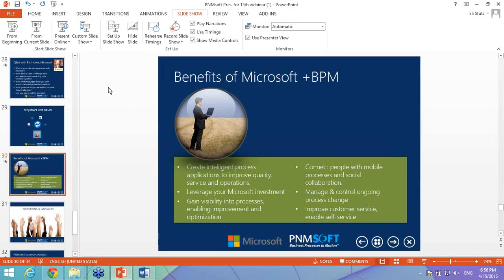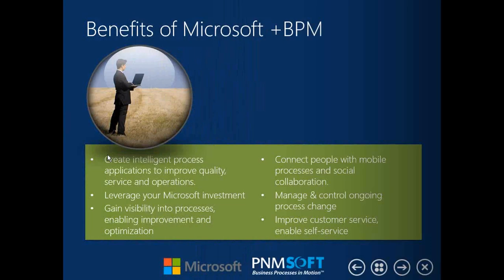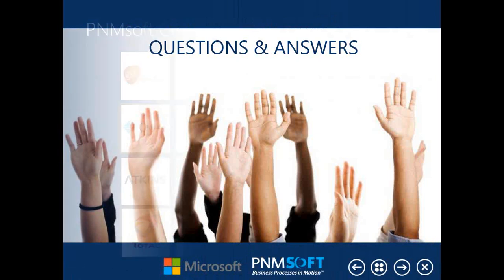So just to sum up, the benefits of adding BPM to your Microsoft ecosystem: you'll be able to create intelligent process applications that improve quality, service, and operations. You'll leverage your Microsoft investment. You'll gain visibility, connectivity, collaboration, optimization. You'll be connecting people with mobile processes and social collaboration. You'll be able to manage and control ongoing process change, as we emphasized, and you'll be improving customer service and even enabling customer self-service. Just some of the benefits of adding BPM to your Microsoft ecosystem.